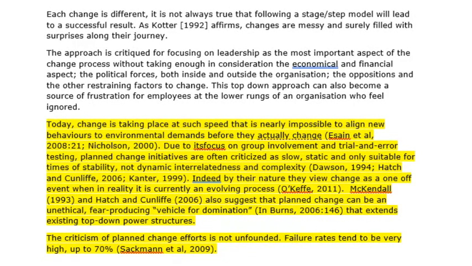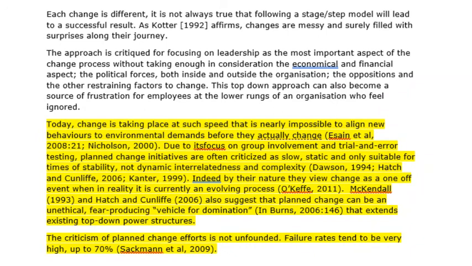Each change is different, and it is not always true that following a stage-step model will lead to a successful result. As Kotter in 1992 affirms, changes are messy and surely filled with surprises along their journey. The approach is critiqued for focusing on leadership as the most important aspect of the change process, without taking enough into consideration the economic and financial aspects, the political forces both inside and outside the organisation, the oppositions and the other restraining forces to change.